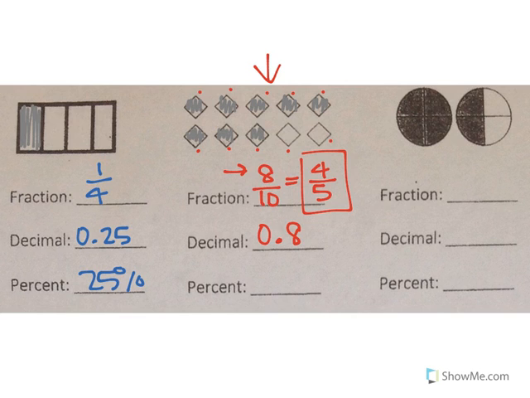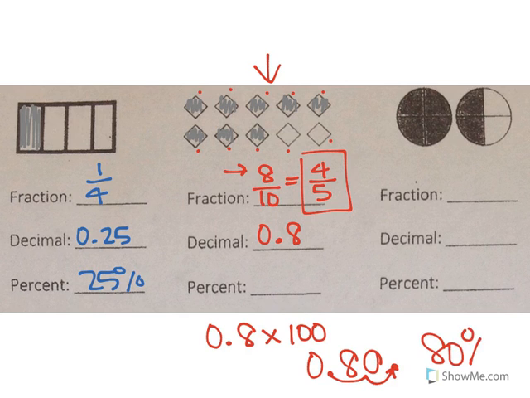To convert this to a percent, I'm going to take 8/10, and I'm going to multiply it by 100, which means I'm going to take this decimal and move it to the right 2. And I need to put a 0 here. So 8/10 is equivalent to 80%. So 8/10 as a fraction is equivalent to 4/5 as a fraction, and that's what you want to have written in your blank. The decimal is 0.8 or 8/10, and then your percent is 80%.